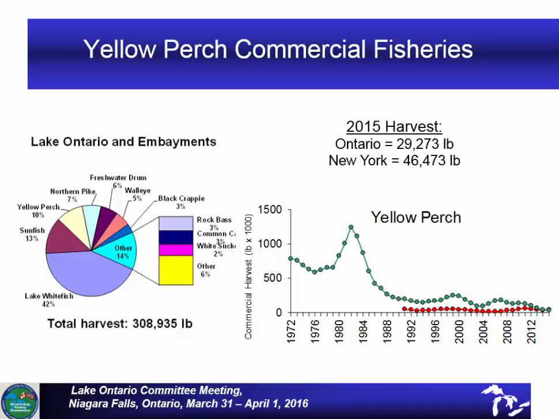But I do want to point out that the New York fishery is relatively small. We only have 3 active licenses. There's very little effort, and it's been hovering at this low level, whereas the Ontario yellow perch commercial fishery, similar to their gill net data, has been in decline for a few years.